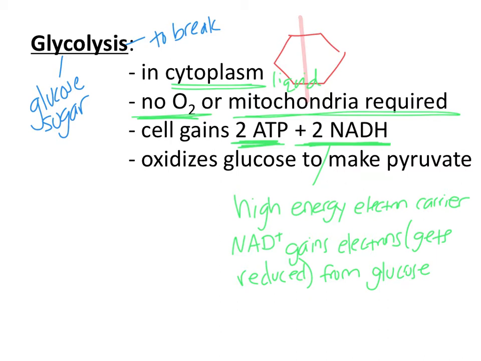During that process, since NAD is going to be gaining electrons, there must be a loser who's losing electrons, and that's my glucose molecule. So always when a molecule gains electrons, there has to be a loser. So the molecule that's losing electrons is the glucose. And then at the end of glycolysis, we will have a molecule called pyruvate.